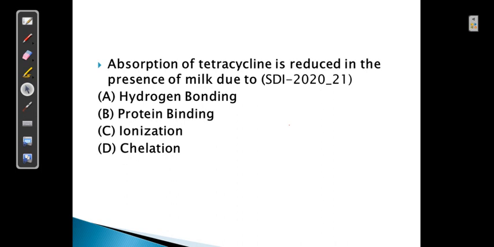Absorption of tetracycline is reduced in the presence of milk due to option A, hydrogen bonding, option B, protein binding, option C, ionization, and option D, chelation. We know that tetracycline has affinity for calcium. It will get chelated, and thus milk will decrease the absorption of tetracycline. So the answer is option D, chelation.